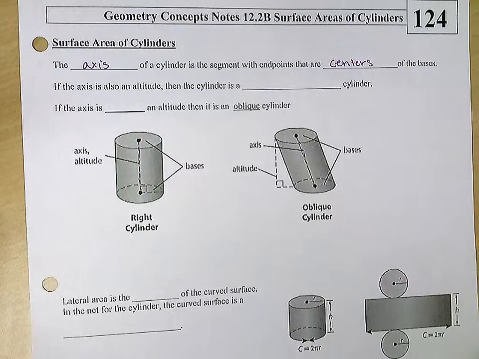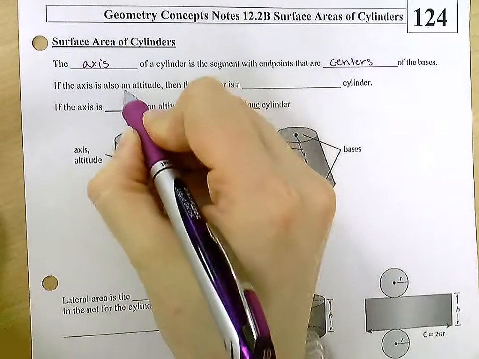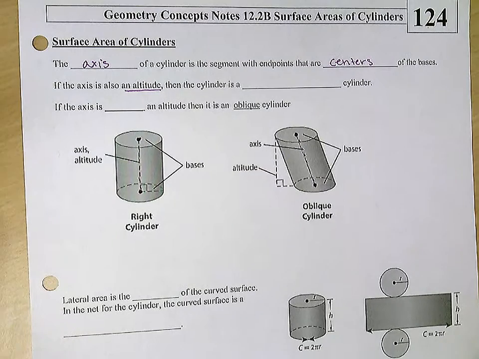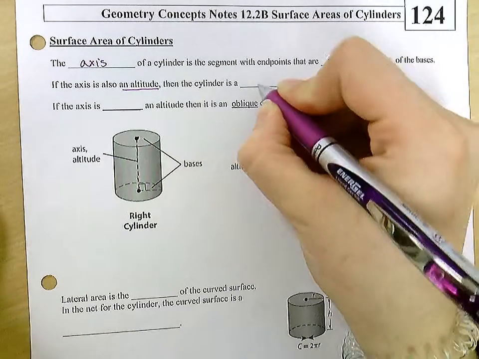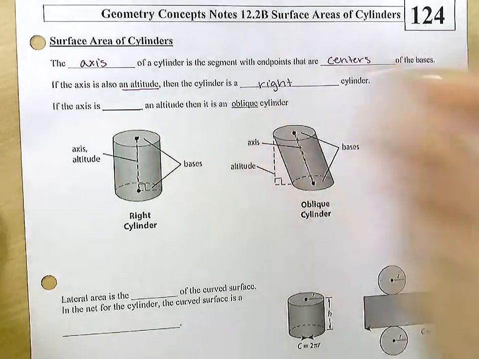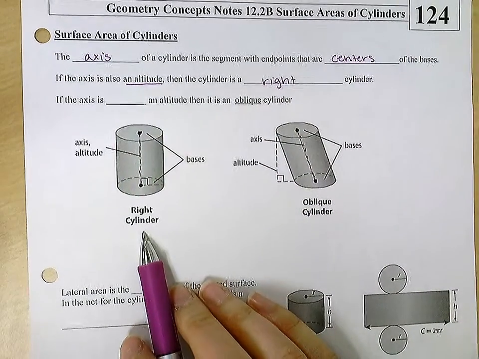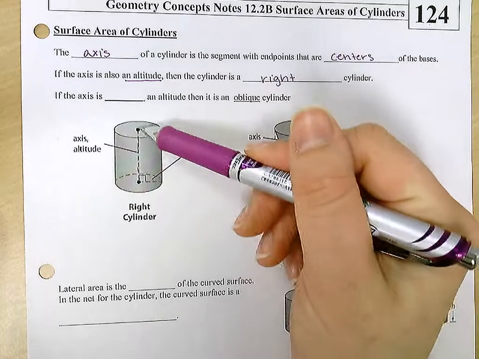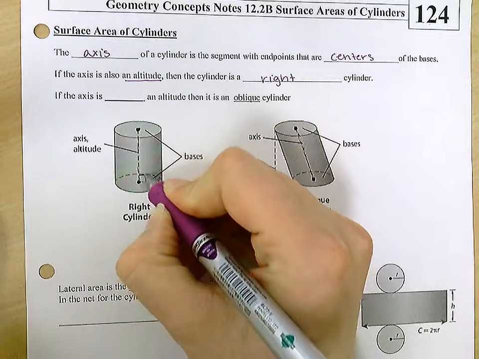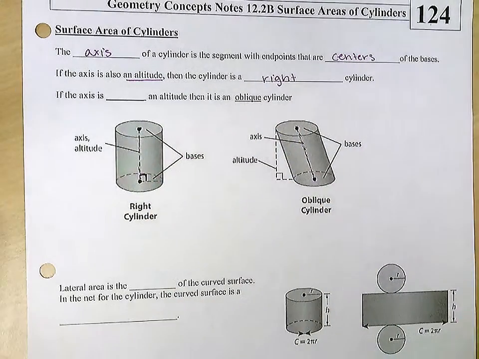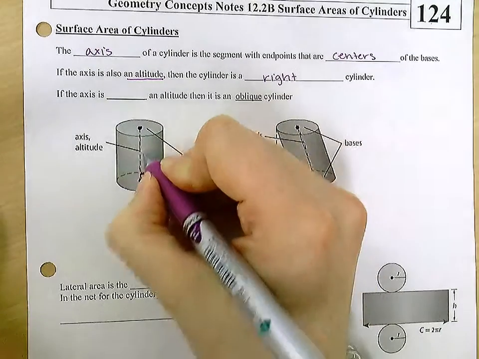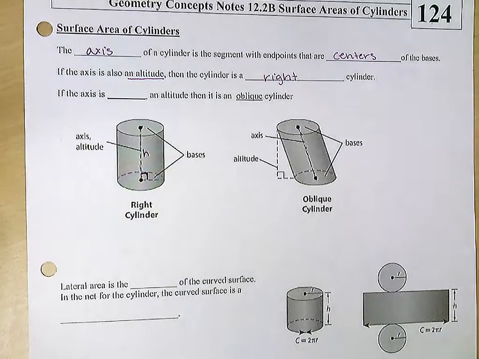If the axis is also an altitude, and an altitude is perpendicular, dropped so it hits your base at a 90-degree angle, then this cylinder is a right cylinder, like the one on the left right here. Your axis drops down to a perpendicular. It's also an altitude, which is also your height of the cylinder. So altitude means height as well.